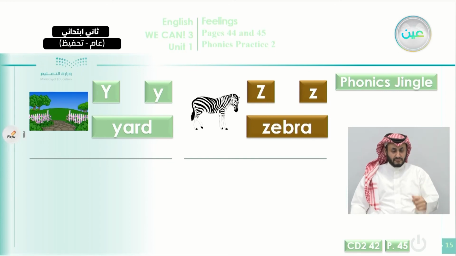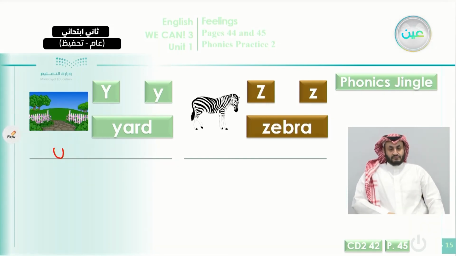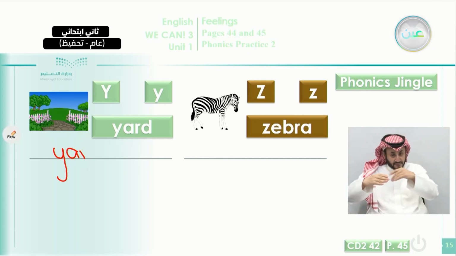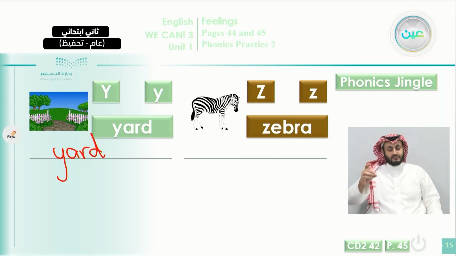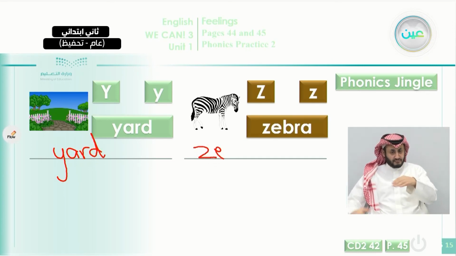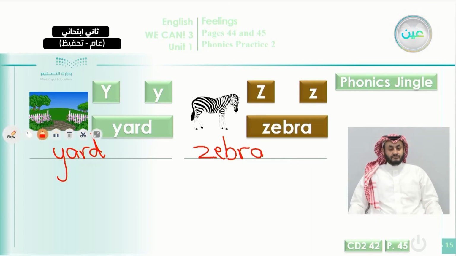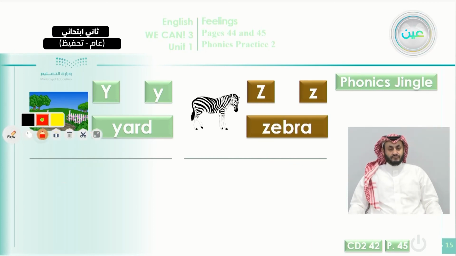Okay, it's time to write these 2 words now. Let's write them together. Y goes under the line, as we said before, A, R, and D. Okay, zebra starts with Z, E, B, R, and A. Okay, let's erase and go to the next slide.